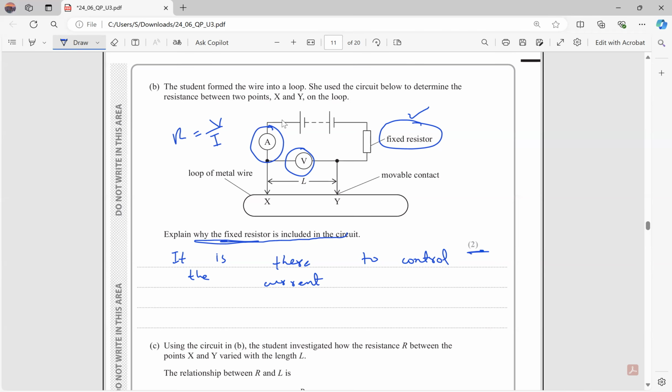Now, it's 2 marks. Always look at the marks, please. That's very important. So you write this line, you get just 1 point for that. So it's there to control the current. And what would happen if it's not there? So otherwise, there can be a short circuit. Something can burn, like the ammeter. If a large current passes through the ammeter, it will malfunction. So otherwise, there will be a short circuit. That's why in every single circuit you'll see, it will always have a resistor for the same purpose, to control the current.